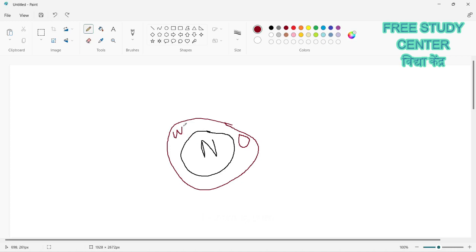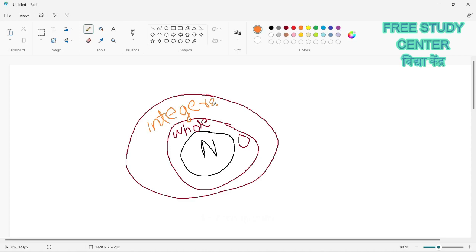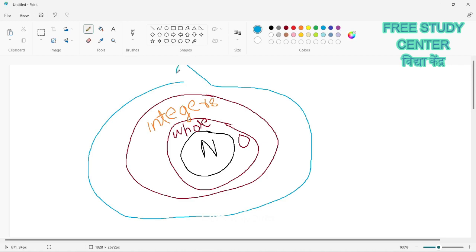If we add 0 to the natural numbers, then this whole circle becomes the whole numbers, and these two together with all the negatives and positives, this whole becomes the integers. They are the rational numbers, and all this together will become the real numbers.